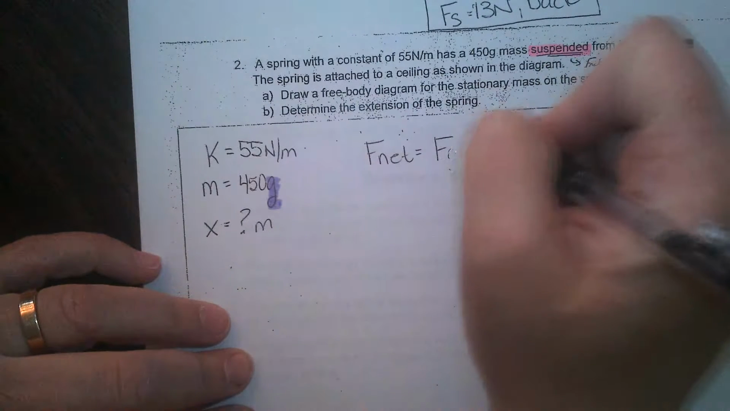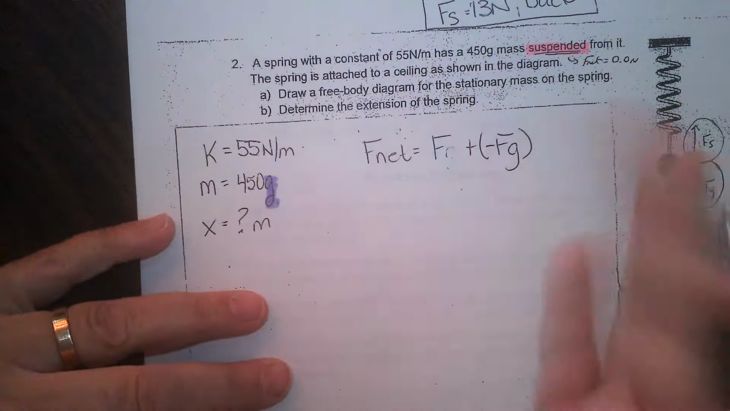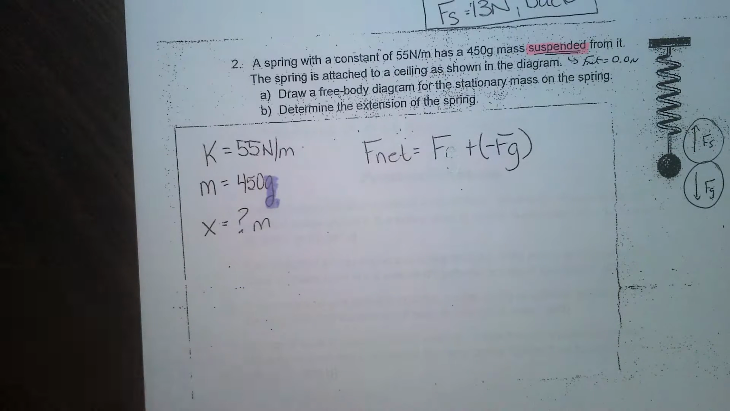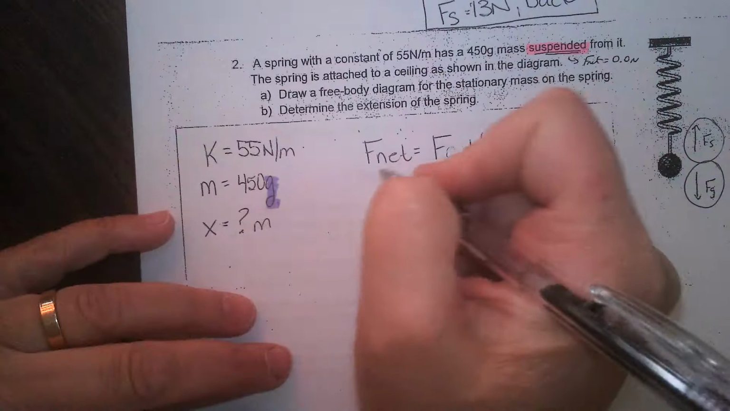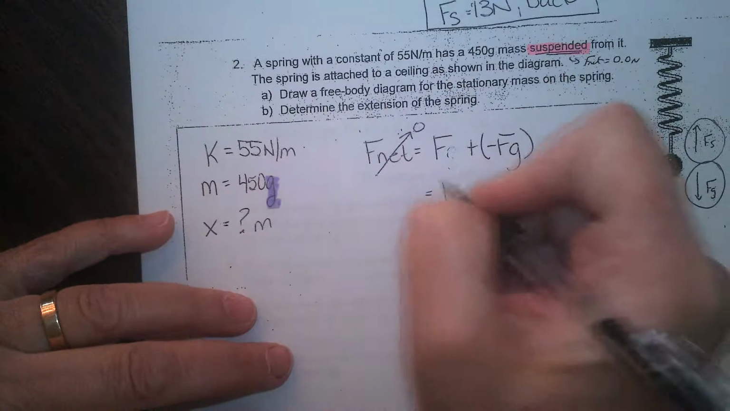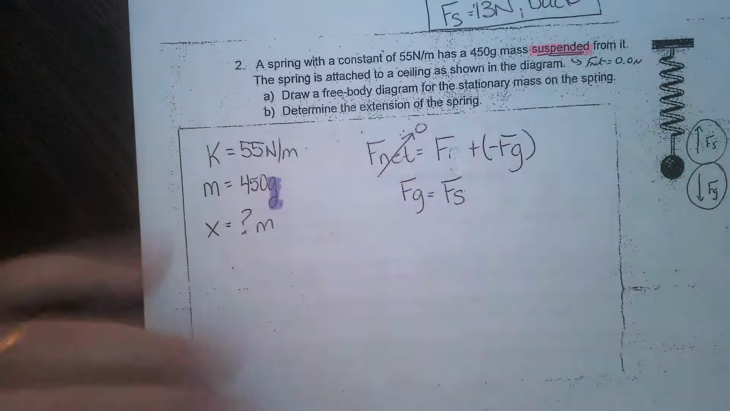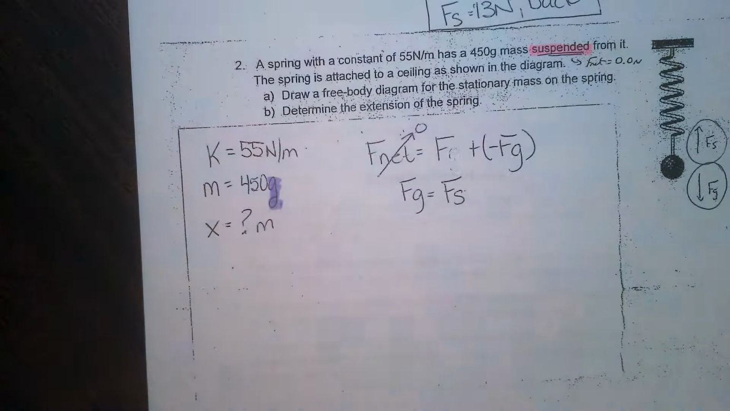Plus force gravity, sorry, the negative force of gravity. This is force spring. We know that force net is 0, so that means that the spring force must be equal to the force of gravity because it's just hanging there. It's not doing anything. It's not stretching and it's not going back up.